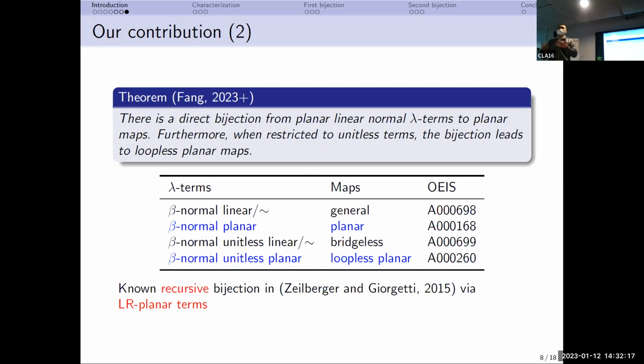But in fact, in the study of maps, we can take what we call a duality and transfer loops into bridges. So in fact, we have a bijection between loopless maps and bridgeless maps. So they are the same, more or less.